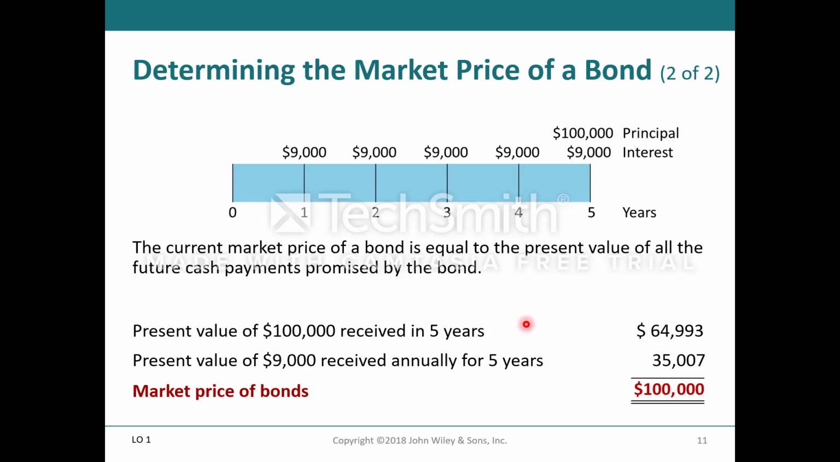So the current market price of a bond is equal to the present value of all the future cash payments promised by the bond. And here is a calculation to show you the present value of $100,000 received in 5 years is $64,000. And the present value of $9,000 received annually for 5 years is $35,000. So the market price of the bonds is $100,000. Do understand that with the time value of money, typically, the value goes down over time.